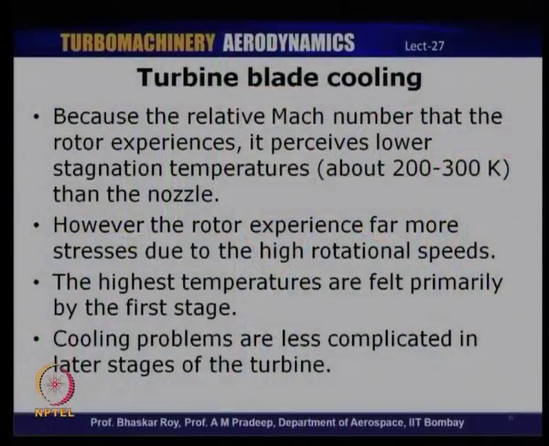Now, the main reason why nozzle and rotor face different levels of complexities in terms of temperature is that the rotor experiences a slightly lower stagnation temperature, probably 200 to 300 Kelvin lower than the nozzle, but of course, it experiences far more stresses due to high rotational speeds. And the highest temperatures are basically felt in the first stage, and as you move towards the later stages, the cooling problems become lesser and lesser complicated, which is obvious because later stages do not really have as high a temperature as the initial stages of a turbine.